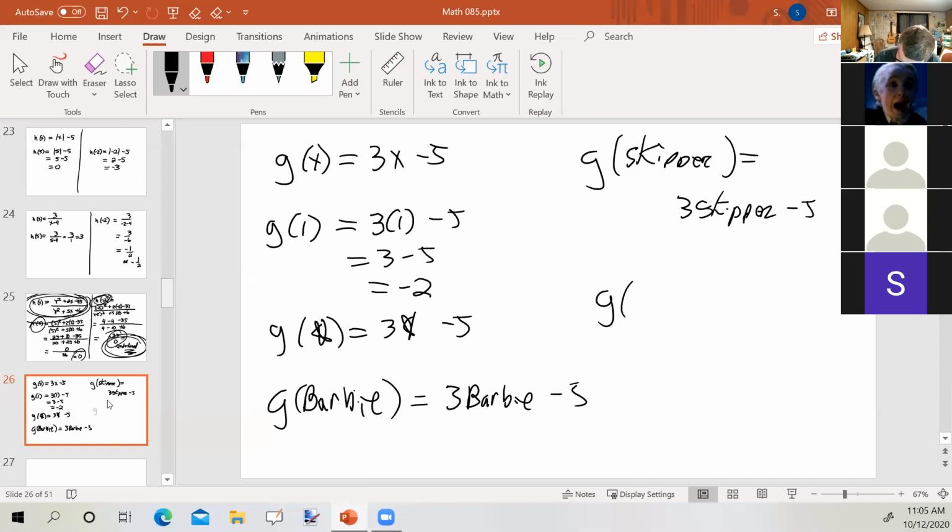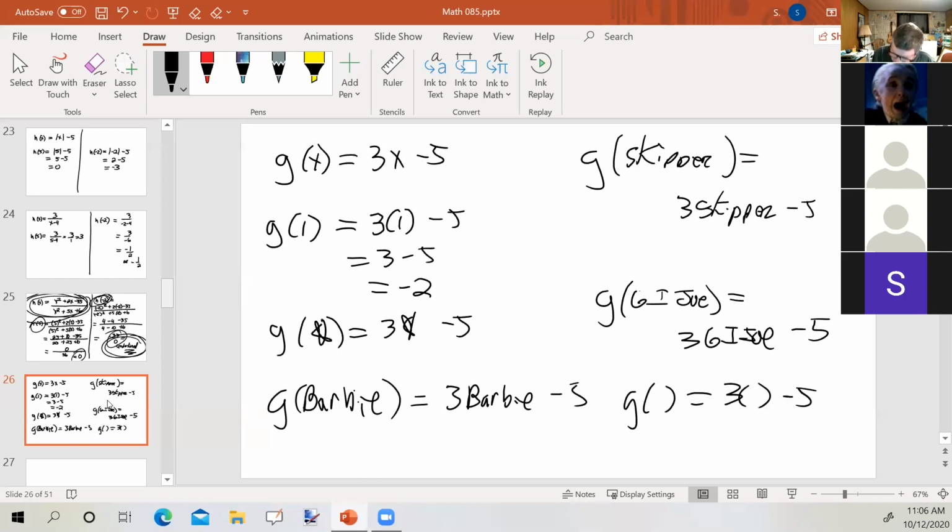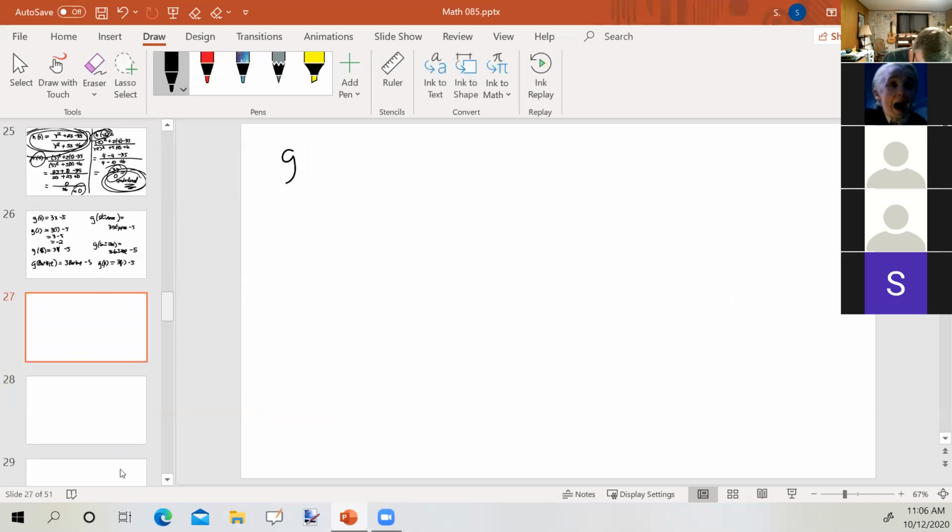All right, how about g of G.I. Joe? What would g of G.I. Joe be? 3 times G.I. Joe minus 5. Right. Are you seeing a pattern? Yes. Don't overthink it. In fact, in general, we could say g of box equals 3 times box minus 5. Whatever goes in here goes in there. Don't overthink it. Okay? Now, let's go back to this.